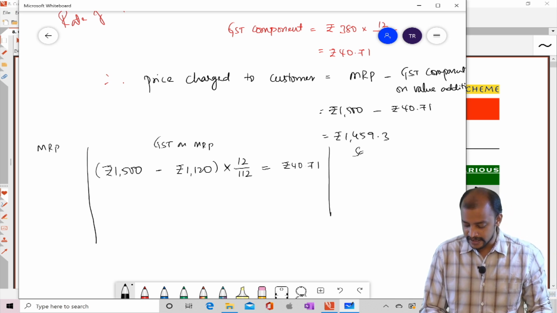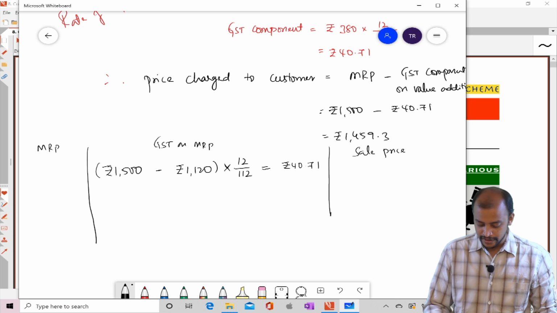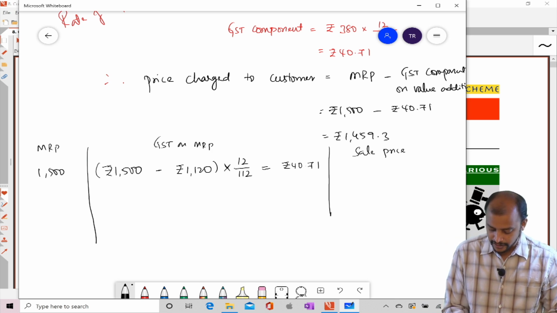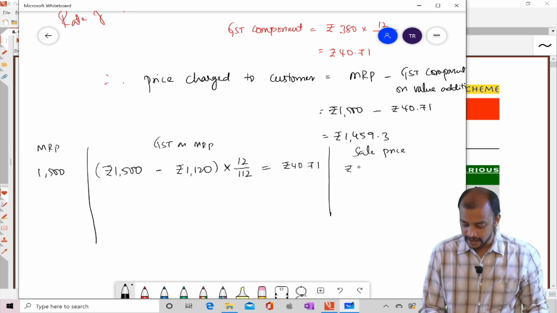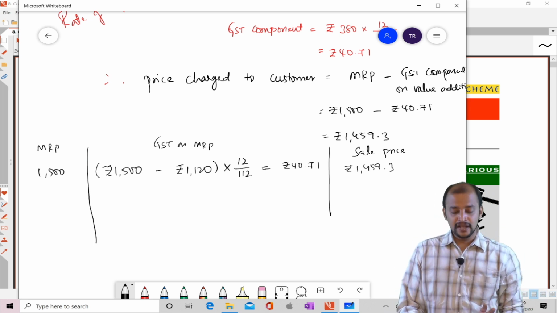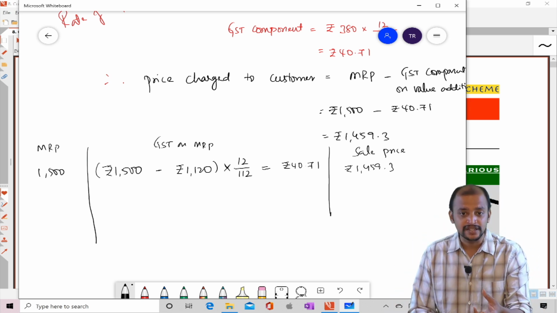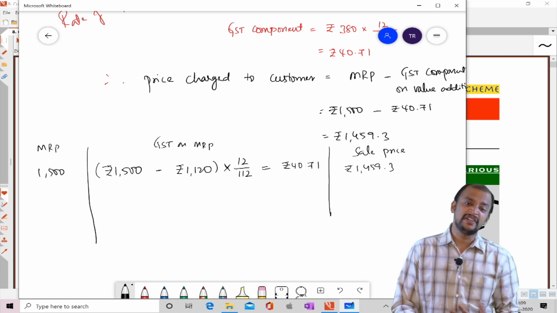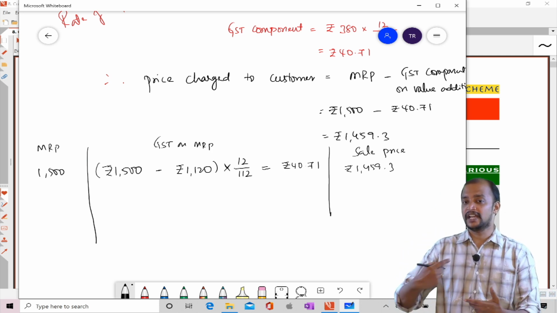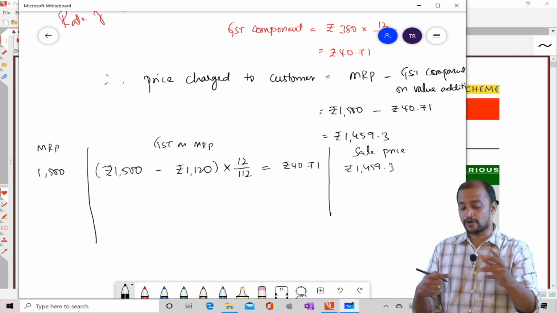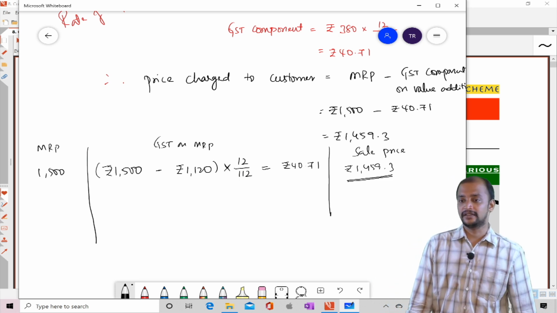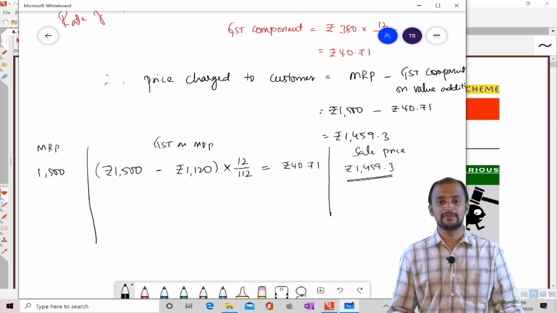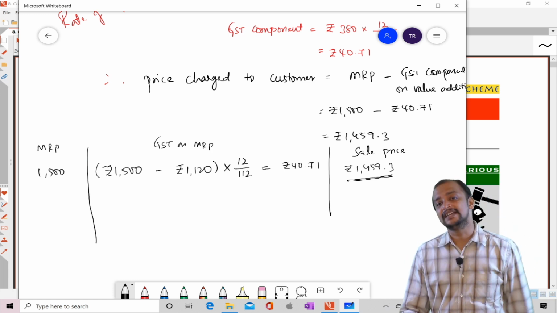Now what should be the sale price? That is a third column. So MRP 1500 minus GST on MRP, so you will be getting the sale price, which is 1459.3. So the accounting software will take care. Whenever an MRP is fed into the system, along with that the purchase price should also be fed into the system, so that it will take the MRP and the purchase price, accordingly the calculation will be done, and in the bill it will be 1459.3. That's it. So this is how it should be followed, but there is no clarification in this regard.